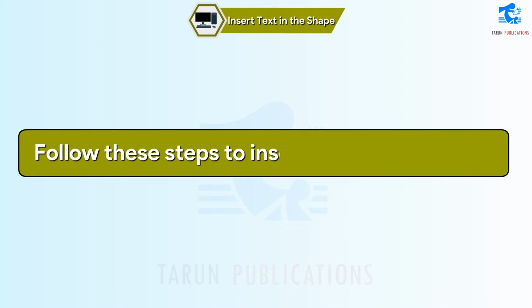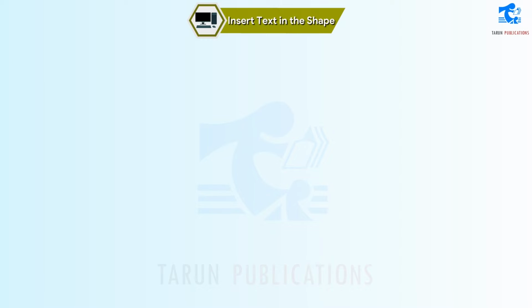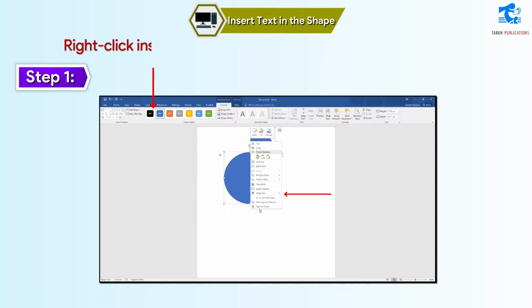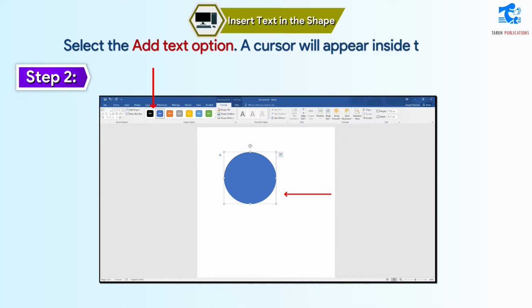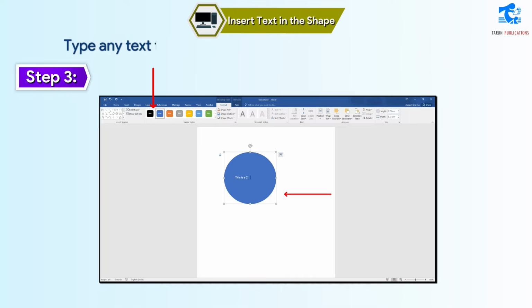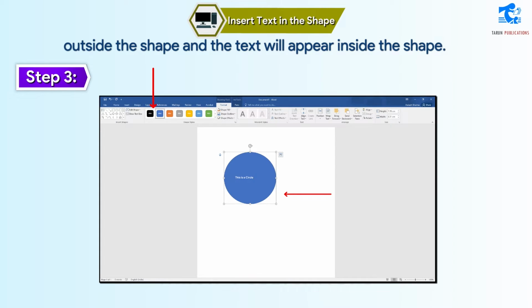Insert text in the shape. Follow these steps to insert text in the shape. Step 1. Right-click inside the shape. A submenu will appear. Step 2. Select the Add Text option. A cursor will appear inside the shape. Step 3. Type any text that you want to add in the shape. Click anywhere outside the shape and the text will appear inside the shape.